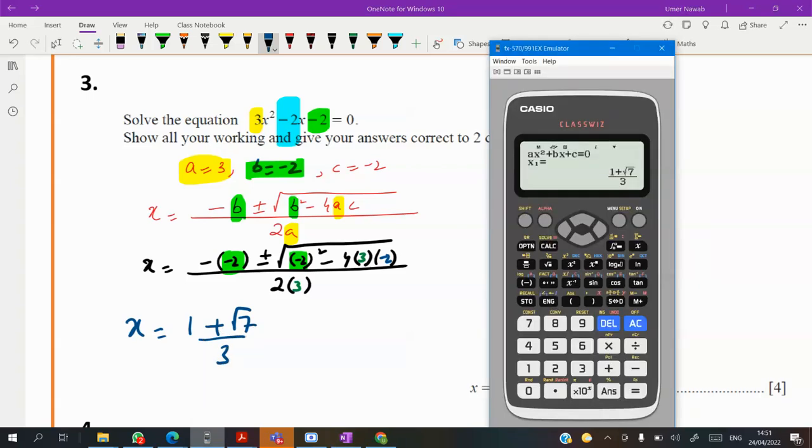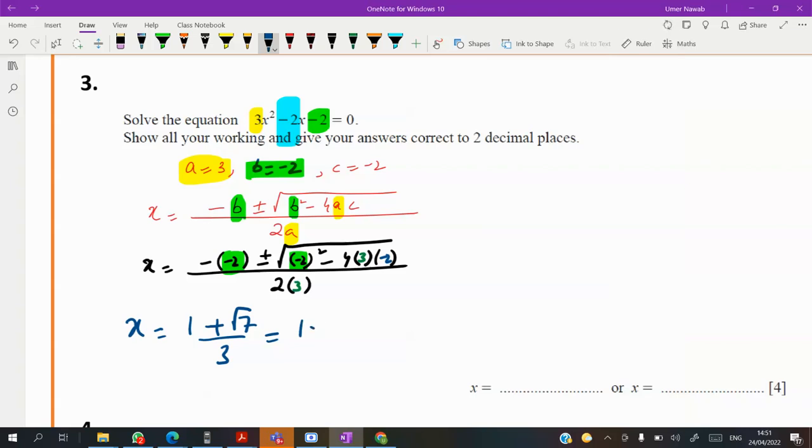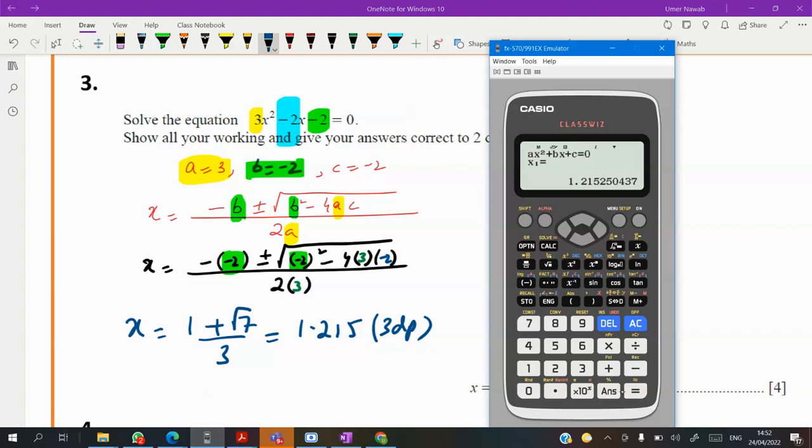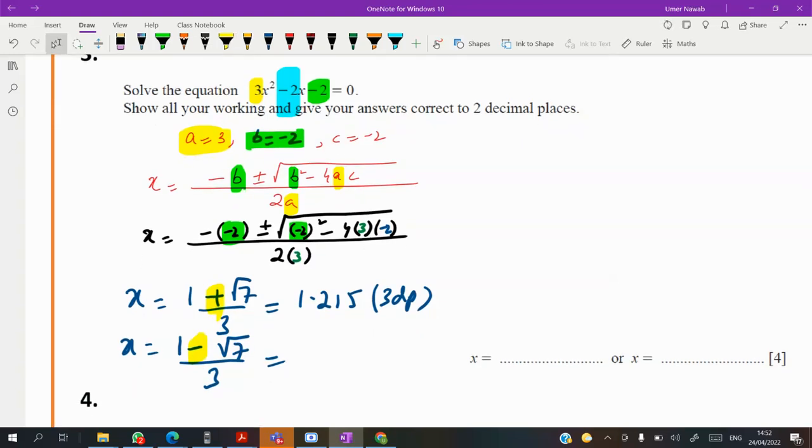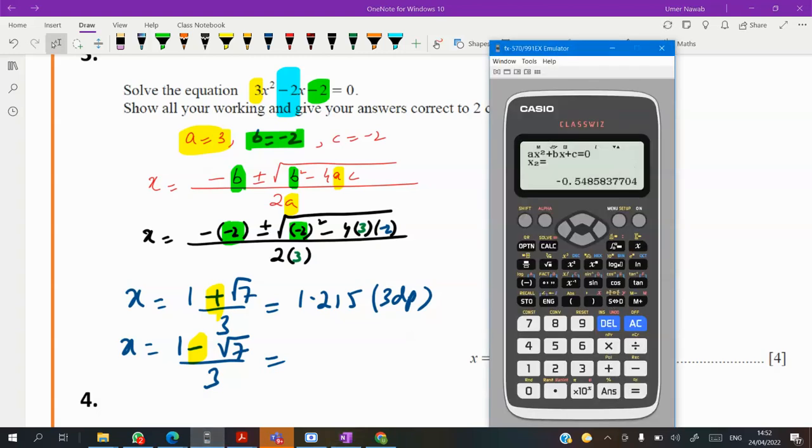And what is the decimal answer? How much is it equal to in decimal form? So 1.215 in 3 dps. Let me get the second answer also by pressing the equal sign. So we got the second answer, 1 minus square root of 7 over 3. Normally there is no change in the numbers, you will just find plus and minus signs in the surd form answers. The decimal answer is minus 0.548, 549.